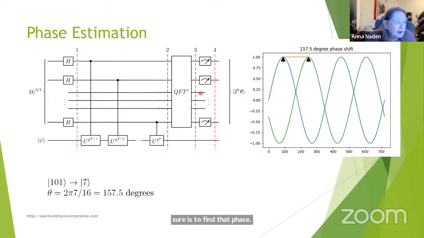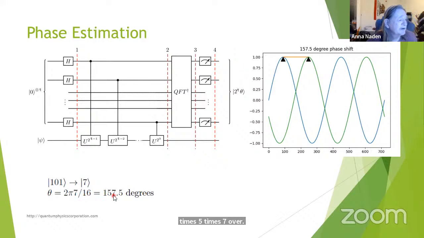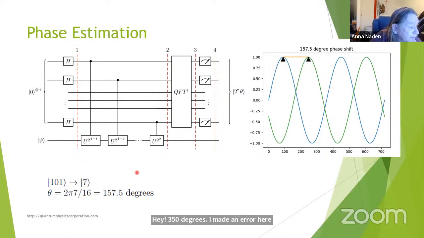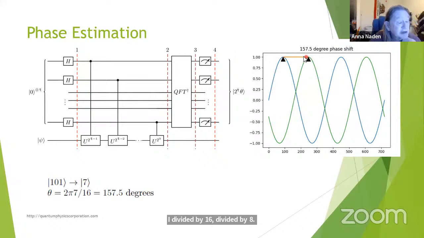And what is phase? I've illustrated phase here. I've got two waves, two sine waves. Well, supposing we perform these measurements and we get 1 and 0 and 1, that's a 7. I'm talking in a 3-qubit space, so that'd be 2 times pi times 7 over 8, 315 degrees. I made an error here. I divided by 16. Should have divided by 8. Here's a 157-degree phase shift. It actually should be twice this long.